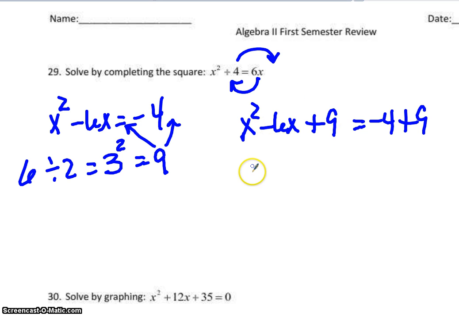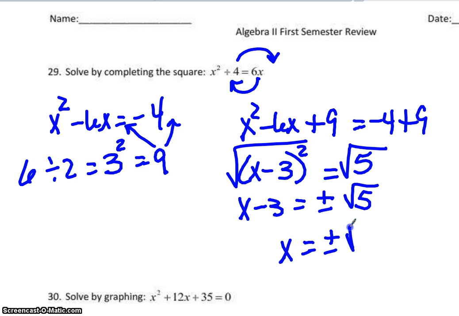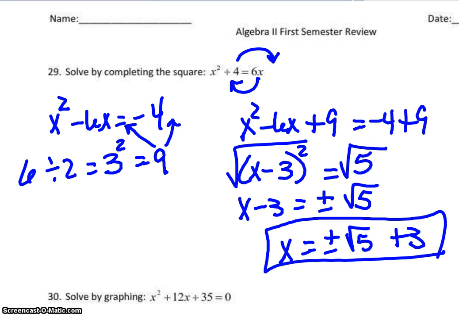You got to break the left side down. It's going to be x minus because they had a minus in their problem, and you use the 3 because that's what you squared. x minus 3 squared is equal to negative 4 plus 9 is 5. You got to get rid of the square, so you're going to square root both sides, and x minus 3 is equal to plus or minus the square root of 5. Last step is to move that 3. x is equal to plus or minus the square root of 5 plus 3. Make sure that plus 3 is not under your square root.